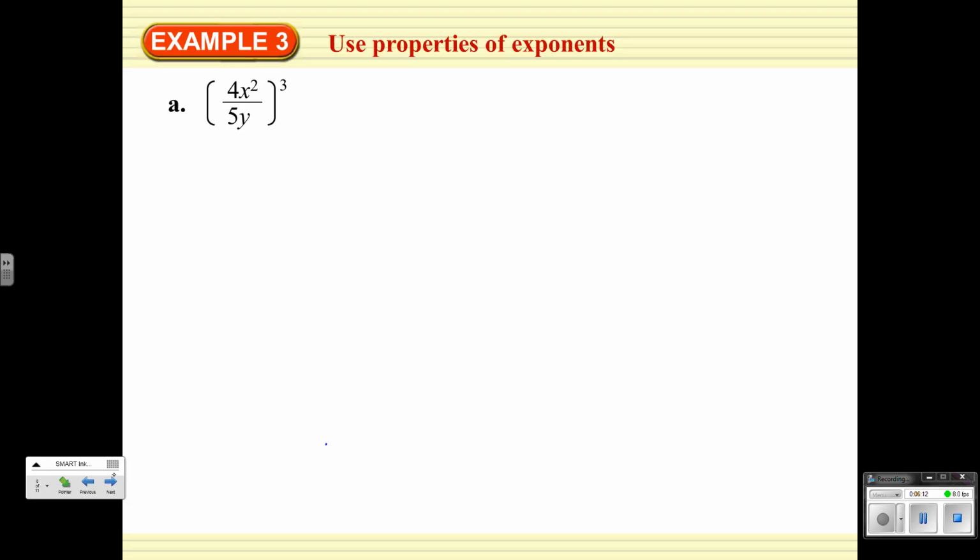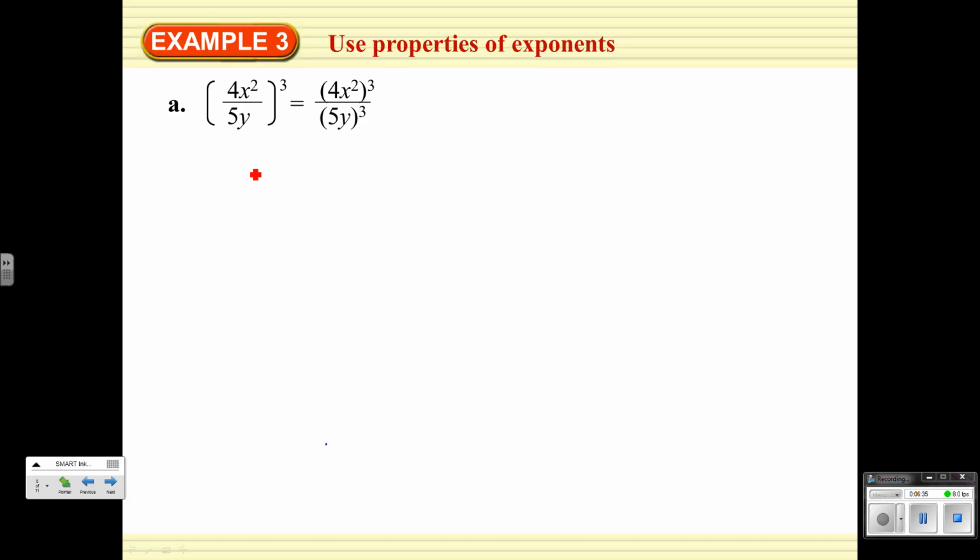All right, now we're going to actually use several of the properties of exponents. So we have a couple of things going on here. We have some division because we have this fraction bar, but in this division we have some multiplication in the numerator and some multiplication in the denominator. And we have this exponent outside saying this entire quantity is raised to the third power.